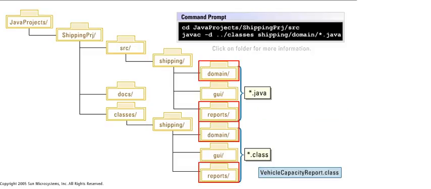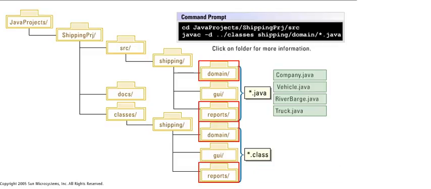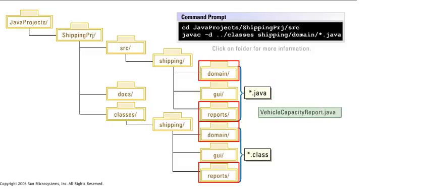Now notice we've placed the source code in the same directory structure as our package structure. So in this source directory we have a shipping directory, and in that shipping directory we have a domain, GUI, and reports directory. And we'll put the .java files in the correct directory for the package that .java file is in. So for instance, if you click the domain directory under shipping source, you will see that it has company.java, vehicle.java, riverbarge.java, and truck.java in it. If you click the reports directory, it will have vehicle capacity report.java. So we have our source code in the source subtree.